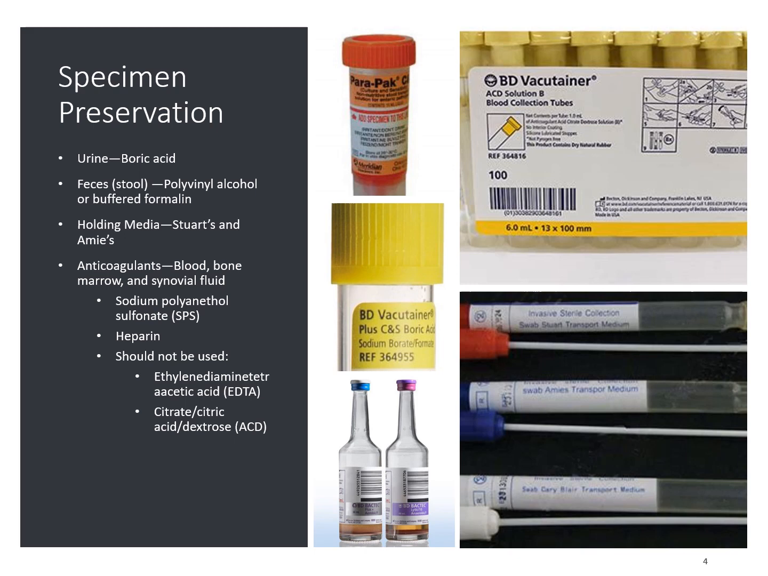With feces, it's a buffered formalin that is in those packs, so you can see the parapack with that orange top at the top. That's an example of a collection container that may be sent home with the patient to collect. Then you have different holding medias like Stewart's and Amies media. You can see some swabs in the lower right-hand corner, which are used for transport of some cultures.